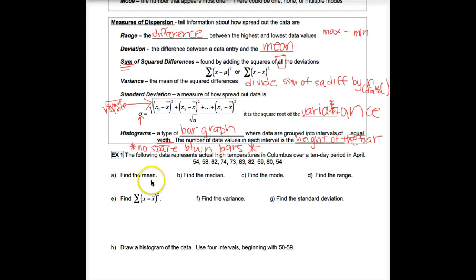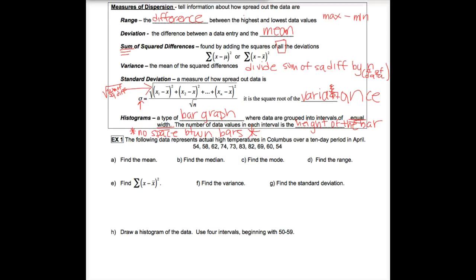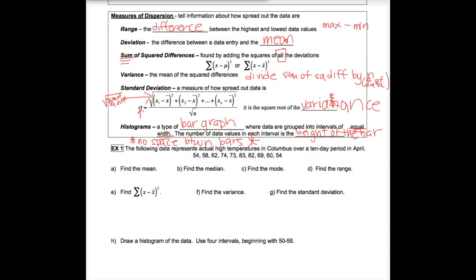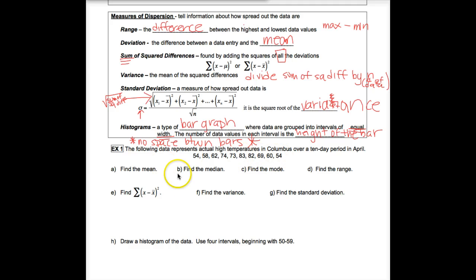All right, so we're going to take an example here, and we are going to now find all of these different measures of central tendency and dispersion that we talked about. So here's our data. It's actual high temperatures in Columbus over a 10-day period in April of last year. So here's all of our different highs. Notice the variation that we have between them. So the mean means we're going to add all of those up, and we're going to divide by the number of pieces of data. It says 10-day period, so there are 2, 4, 6, 8, 10 pieces of data.